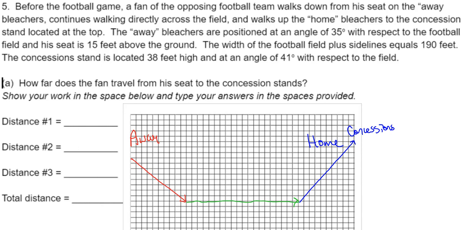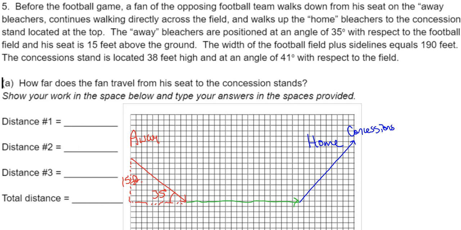He started from the away side and continues walking directly across the field. The away bleachers are positioned at an angle of 35 degrees with respect to the football field. So with respect to the football field, we have an angle of 35 degrees. And his seat is 15 feet above the ground. So over here we have 15 feet above the ground. Those are the two pieces of information that it gives us about the away side.